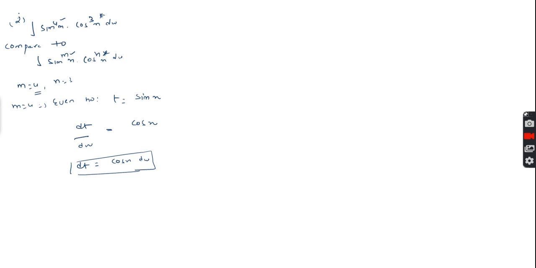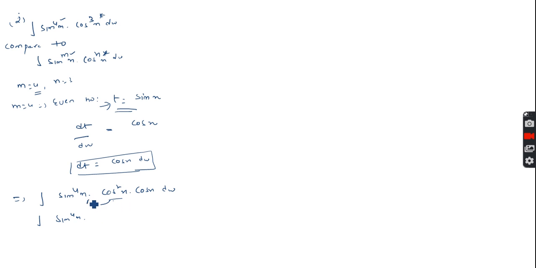Finally we get that all functions will be converted into the sine form. The entire function, the cos will be converted into the sine form. So first we write sin power 4x into cos cubed x. From the cos cubed x, one cos will be separated. So we get cos square x into cos x into dx. So we get sin power 4x into cos square.